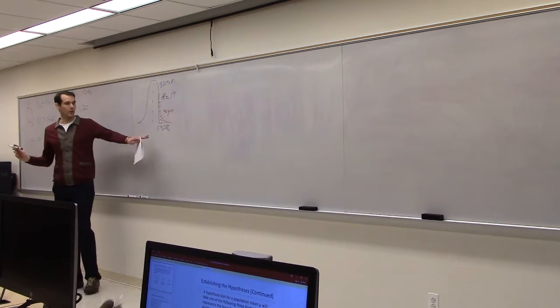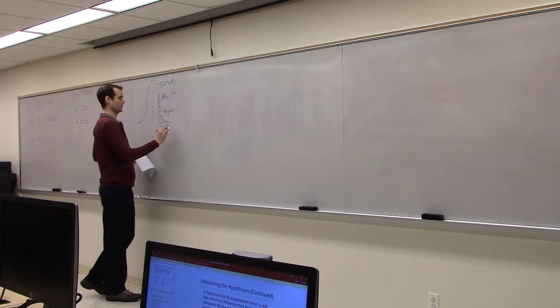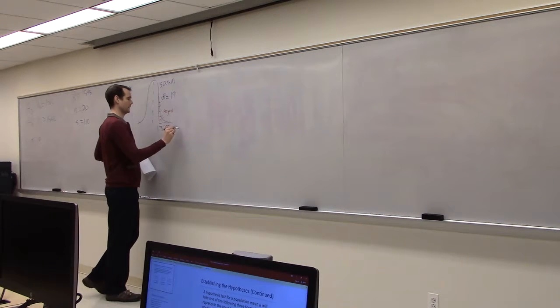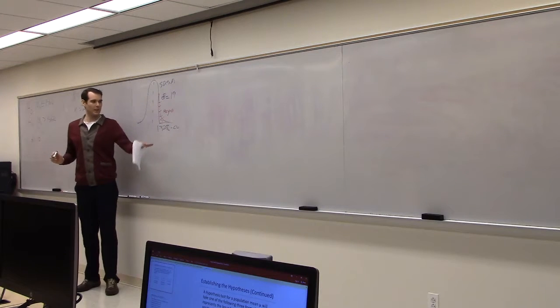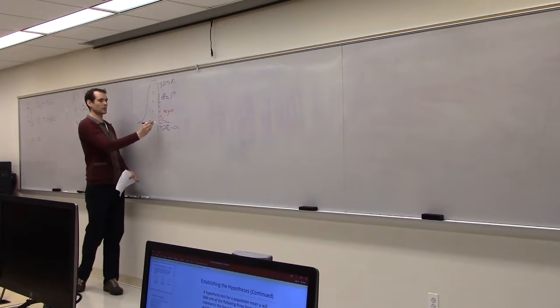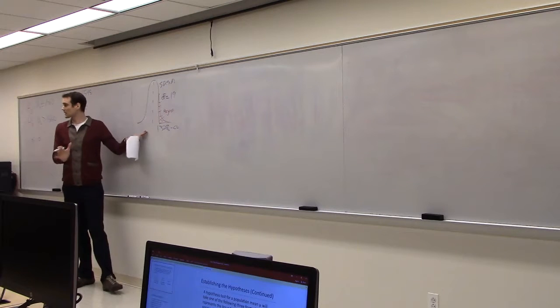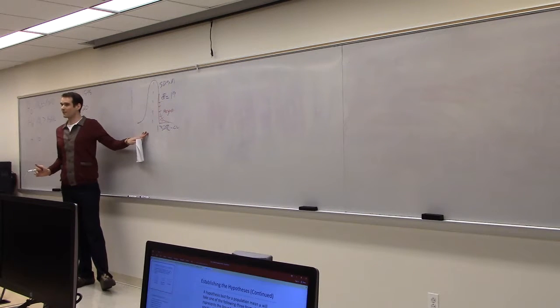Alright, so this is our critical value, CV. Anything to the right of this is going to fall in our rejection region. Anything to the left of this is going to fall into our fail to reject region.